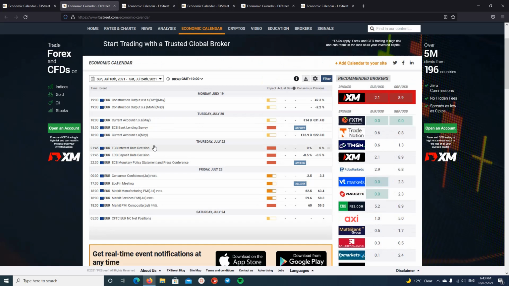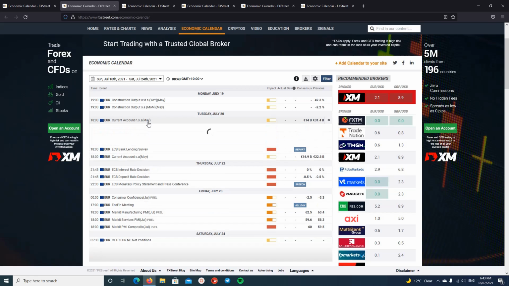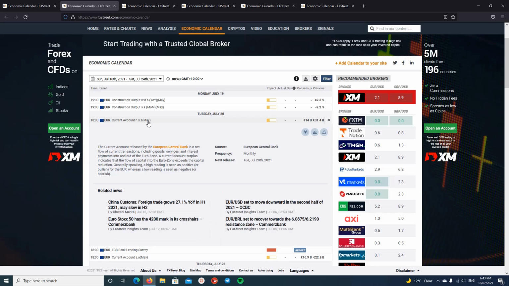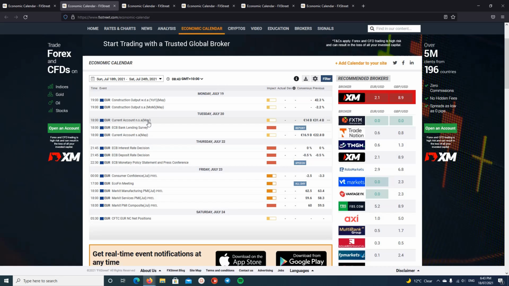So moving on to Europe, we do have construction output and current account. With your current account, it's essentially telling you the flow of transactions going in and out of the European economy, essentially out of the ECB.